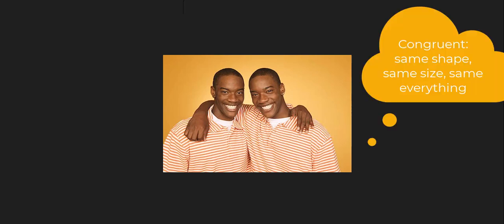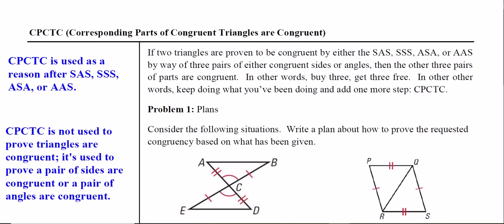All we need to know are a few things about these two twins, and then knowing that, we're able to infer or know that everything else about them is congruent as well. This idea that knowing that two shapes are congruent means everything else about them is congruent is what CPCTC is all about. It stands for corresponding parts of congruent triangles are congruent.